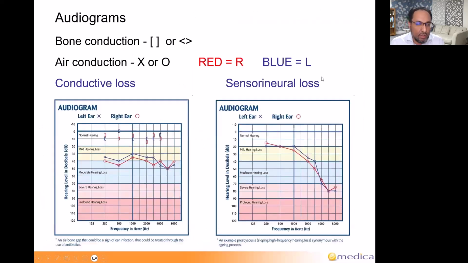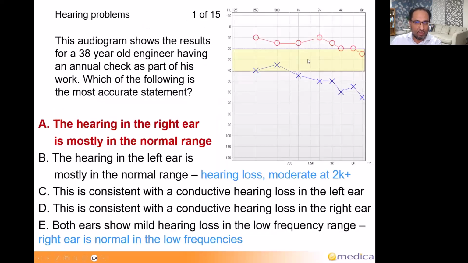Okay, so bone conduction will be shown by either square or triangular brackets. Again, bone, brackets, okay? Do you notice there's no brackets here? There's a circle and a cross.